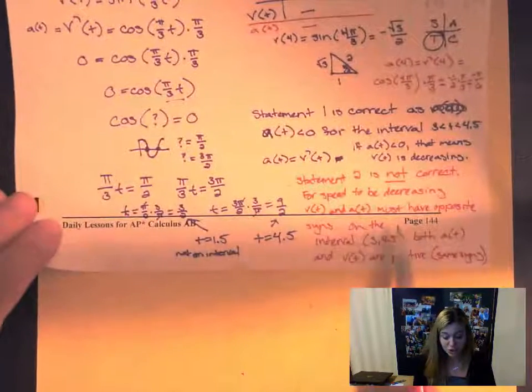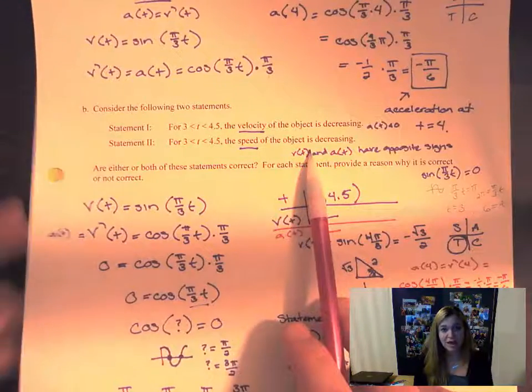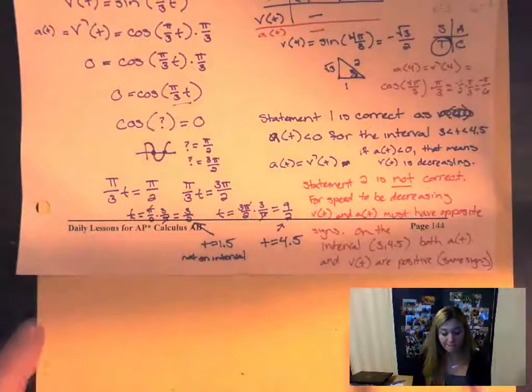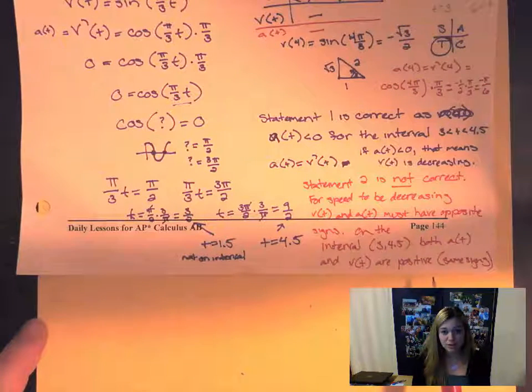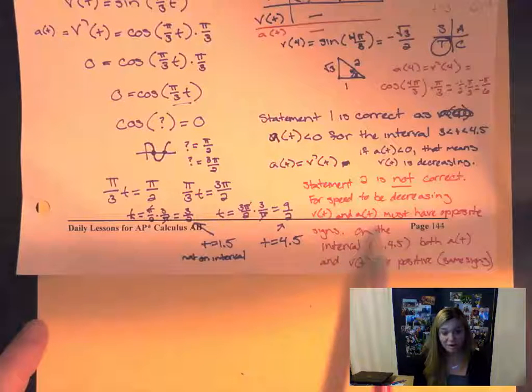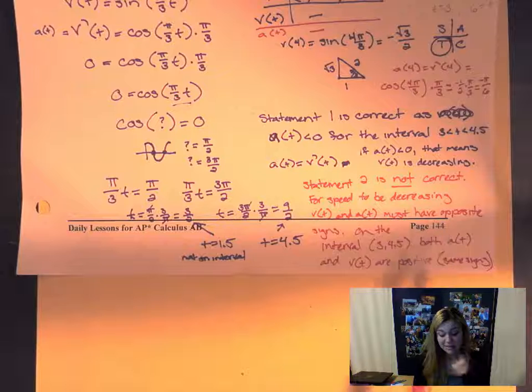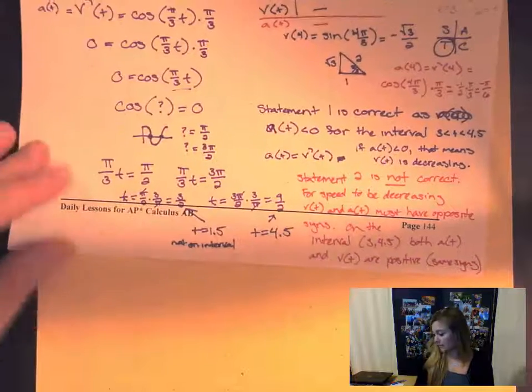For statement 2, I would need, for an object's speed to be decreasing, velocity and acceleration to have opposite signs, but they don't. Acceleration and velocity have the same sign, so that means speed is increasing. So I'm just saying this is not correct. For speed to be decreasing, I drop some knowledge and say v of t and a of t must have opposite signs, but these ones, they're both positive, meaning the same signs. Whew, that was a lot.